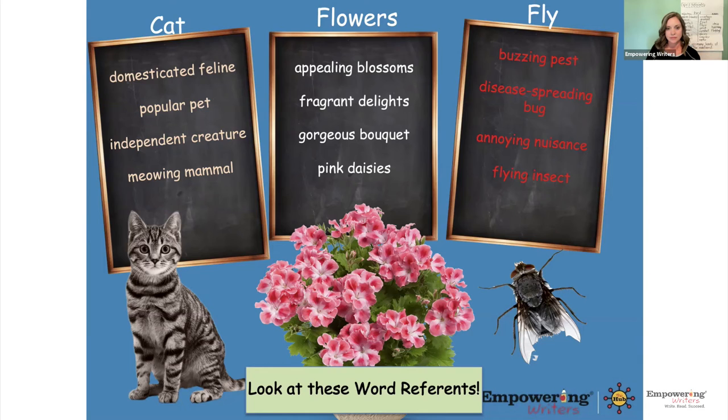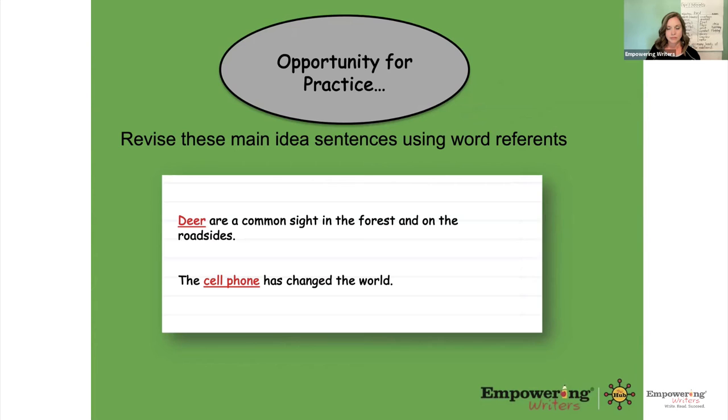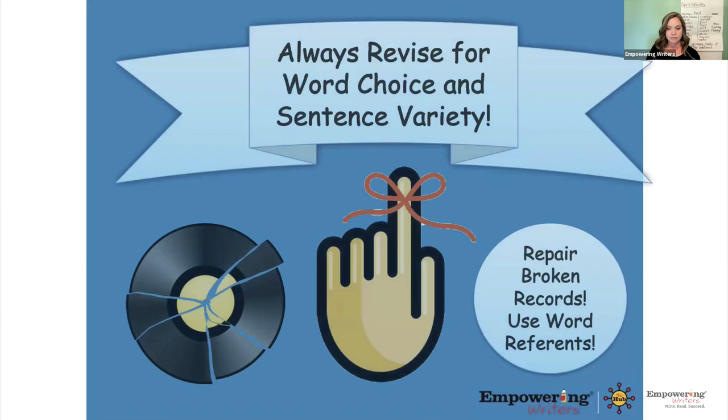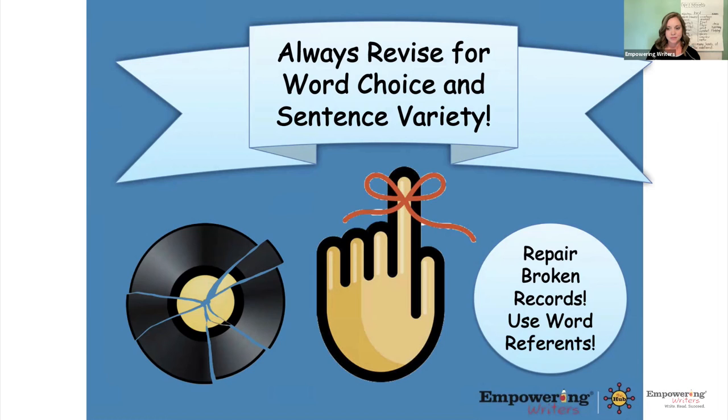And then this particular skill power ends with the opportunity for practice. So revise these main idea sentences using word reference. If I was going to do the one, deer are a common sight in the forest and on the roadsides, I would have to do adjective and noun of ways to refer to deer. And then there's the cell phone has changed the world. How many ways can we refer to a cell phone? And then we go into the last summarizing slide to the skill power. Always revise for word choice and sentence variety.